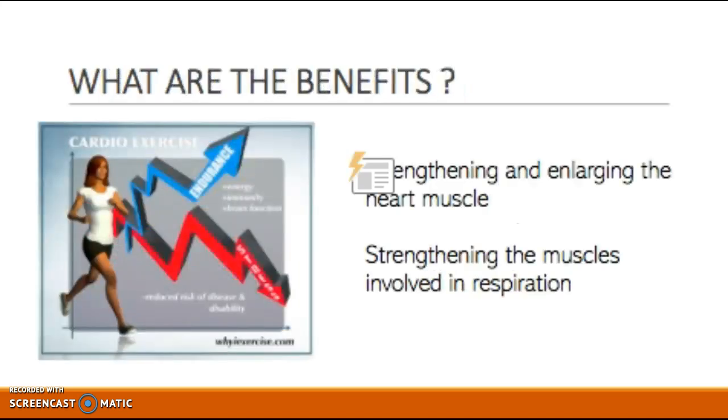What are the benefits of aerobic endurance? It strengthens and enlarges heart muscles and the muscles involved in respiration. Strengthening the muscles involved in respiration facilitates the flow of air in and out of the lungs. So aerobic endurance makes it easier for us to breathe in and out.